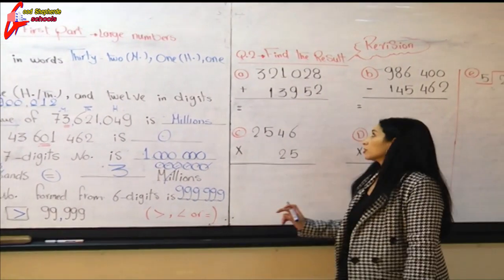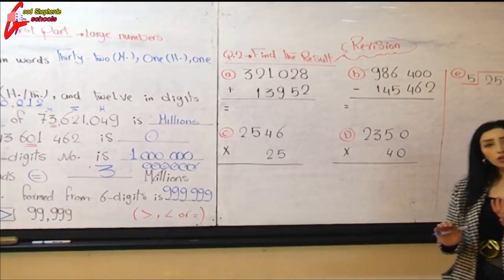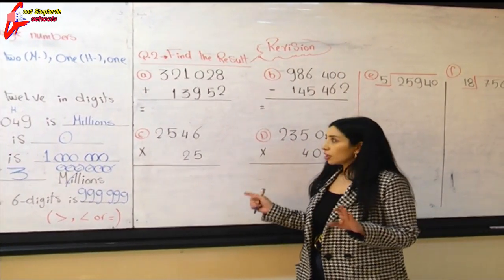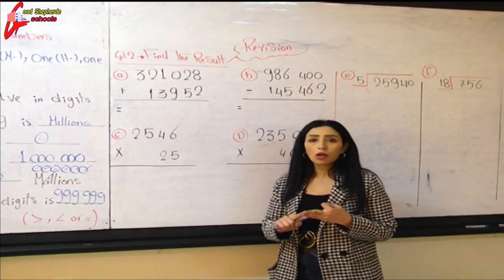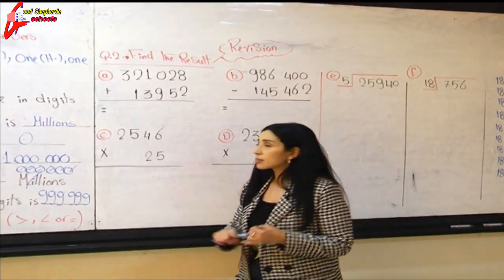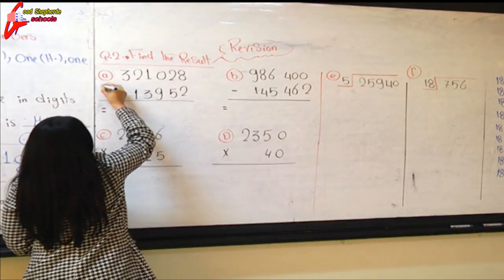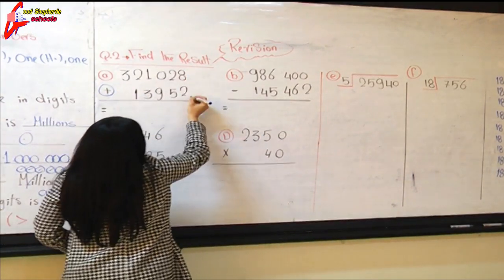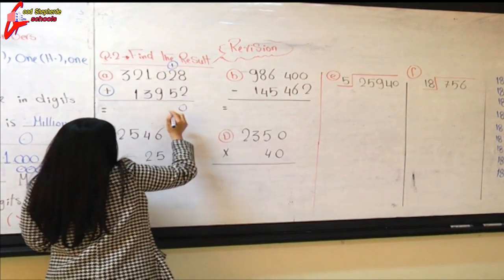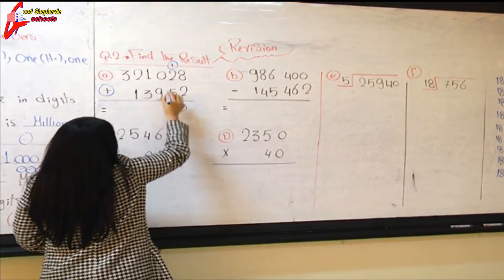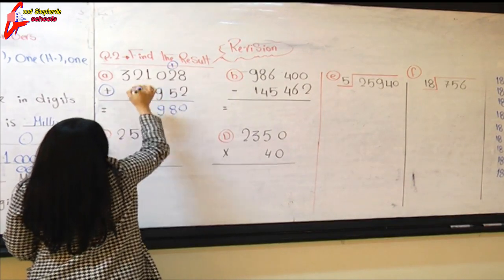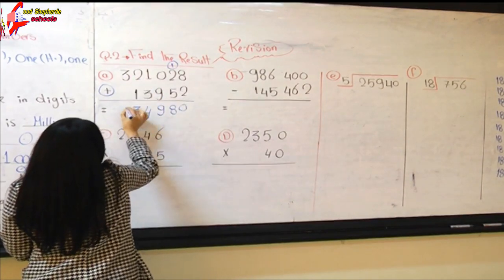Second part, second question. Find the result. We have four operations on the large numbers: plus, minus, multiplying, and dividing. At the plus and minus, you must start with units. Here, the sign is plus. 8 plus 2, 10. 0 and carry up 1. 2 becomes 3 plus 5, 8. 0 plus 9, 9. 1 plus 3, 4. 2 plus 1, 3. Drop 3.